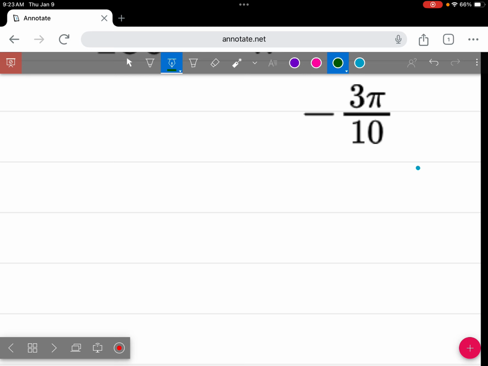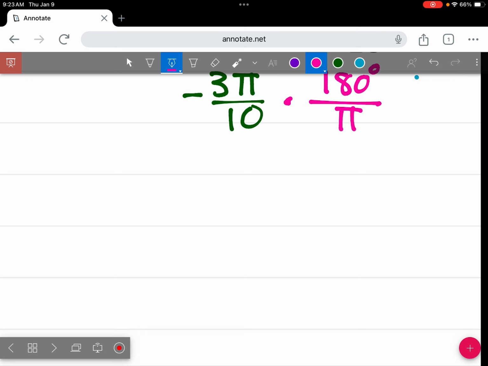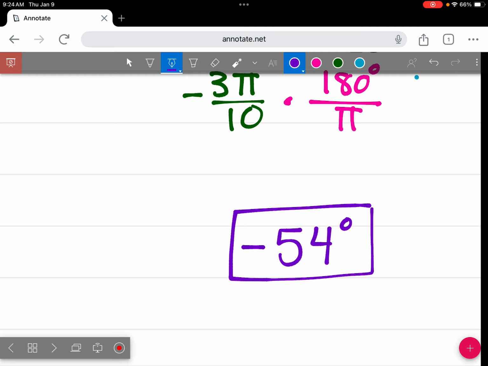So we've got our negative 3 pi over 10. Converting this to degrees, we take our 180 degrees over pi. What do we get when we simplify this one? Negative 54. Gorgeous. Negative 54 degrees. Okay?